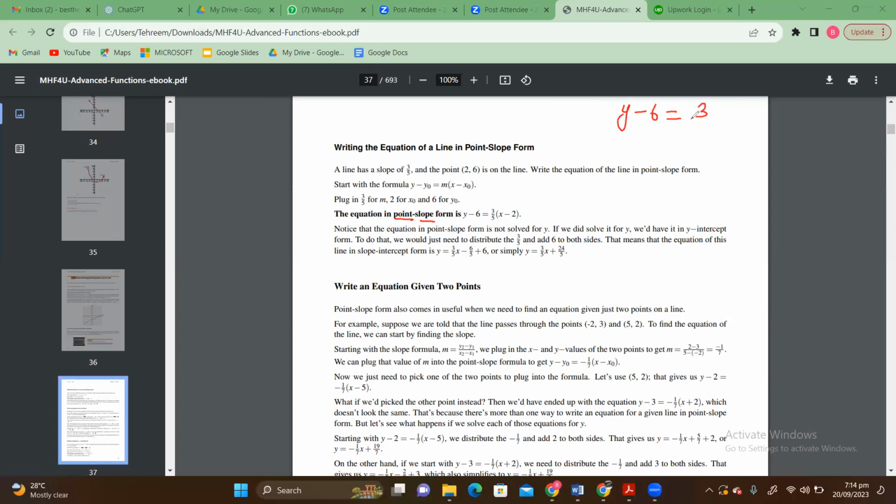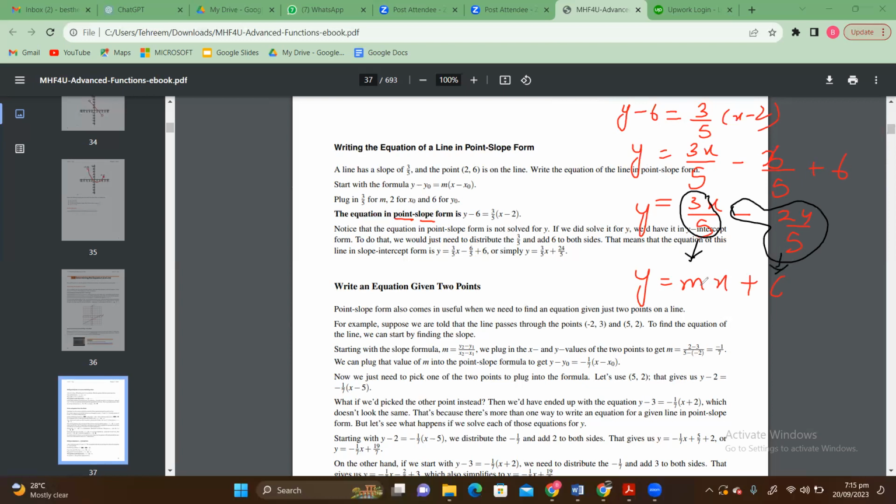y minus 6 is equal to 3 by 5, x minus 2. So similarly, what we need to do is 3x by 5 minus 3 times 2, which is 6 by 5, plus 6, which will result in 3x by 5 minus 24 by 5. So this is y is equal to mx plus c. And what is m over here? m is 3 by 5 and c is negative 24 by 5. And this is x and this is y.